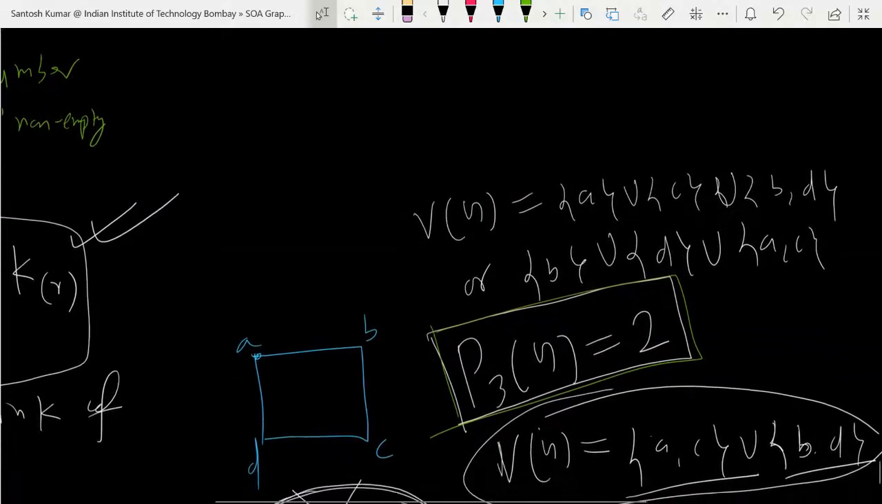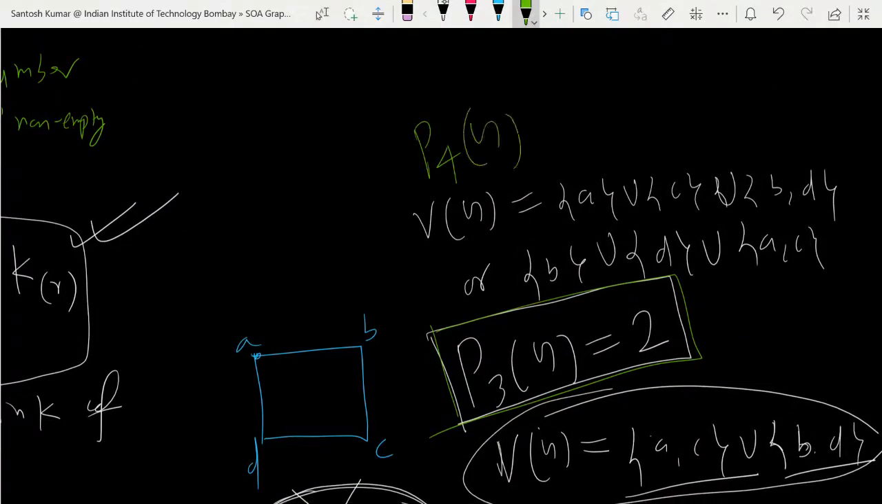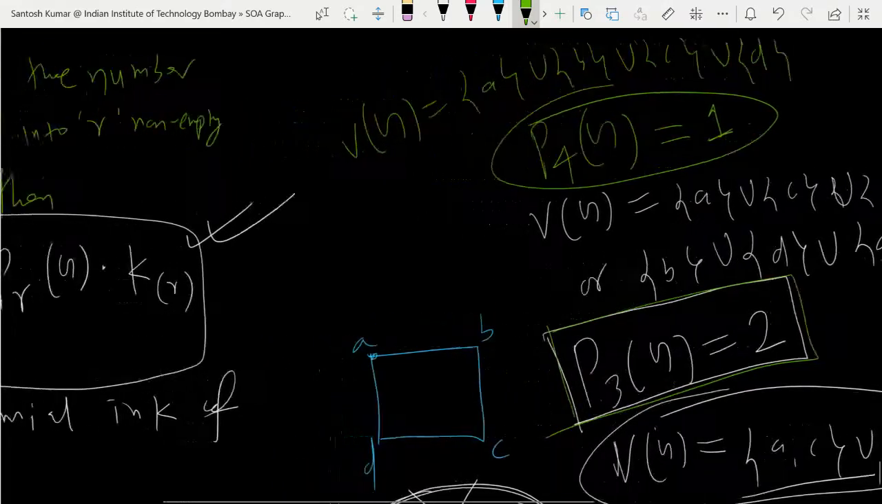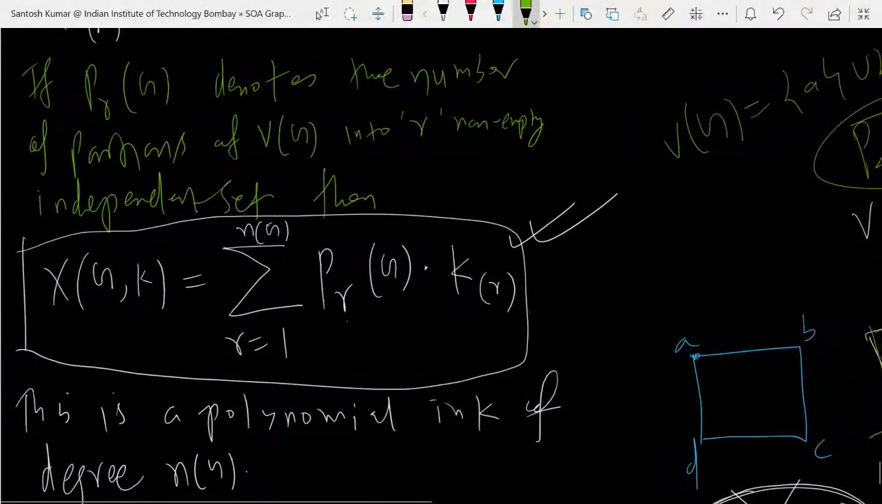P4G means the partition of the vertex set into 4 independent sets. Yeah, so tell me the partition of the vertex set into 4 independent sets. A, B, C, D. A alone, B alone, C alone, and D alone. There are 4 independent sets. So how many ways can you write it? It's only one way. If you write the union in another order, that's the same. So P4 you got one. Okay, and now come back to the formula.